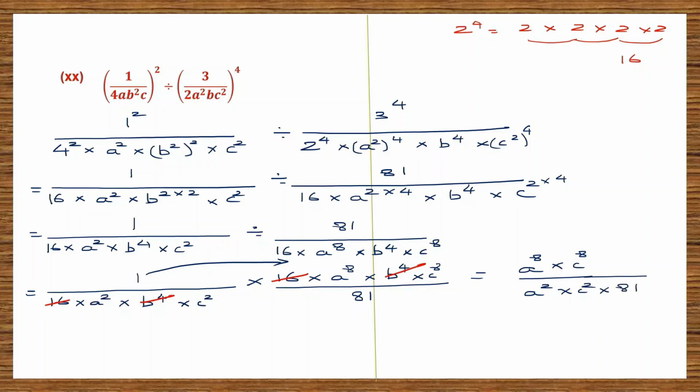Now remember, if the base is the same, you can subtract the two powers because it is division. So 8 minus 2 is 6. So this will become a to the power of 8 minus 2 into c to the power of 8 minus 2 again. That means in the denominator we don't have a and c anymore, we have only 81. So this will be a to the power of 6, c to the power of 6, and in the denominator we have 81. So what is our answer? A to the power of 6 into c to the power of 6 by 81.